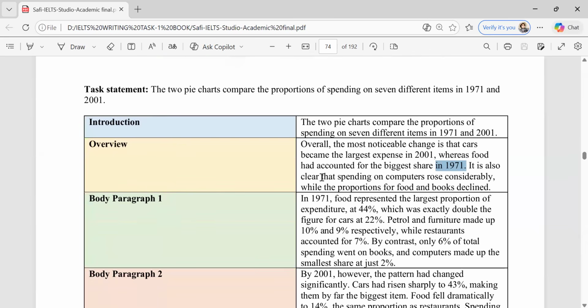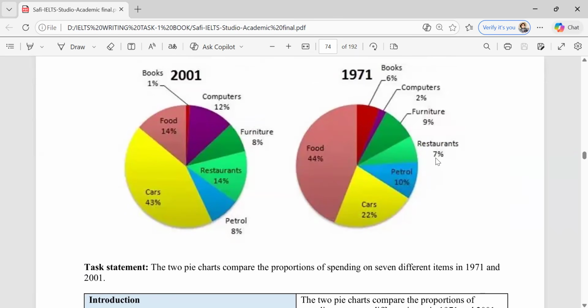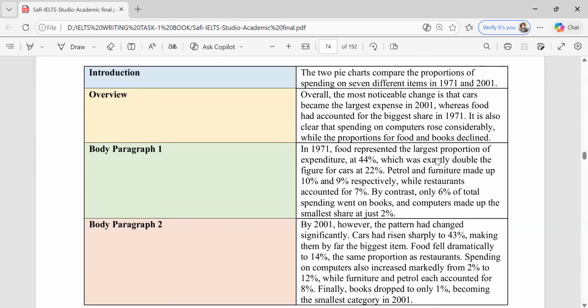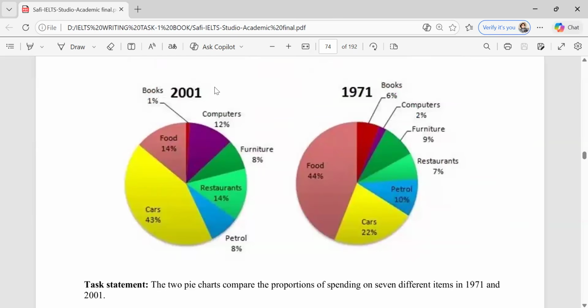It is also clear that spending on computers rose considerably. अब computers का देखे, it has risen considerably from 2% to 12%, while the proportion for food and books declined. Can you see? Proportion for books का आप यहाँ पे देखे, यहाँ पे 6% था, but now it's 1% only. And for the food it's 44%, but now the food is 14%. अब हमने ये नहीं लिखना कि percentage. Can I mention percentages in my overview paragraph? No, sir. Data will not be used. No, sir.